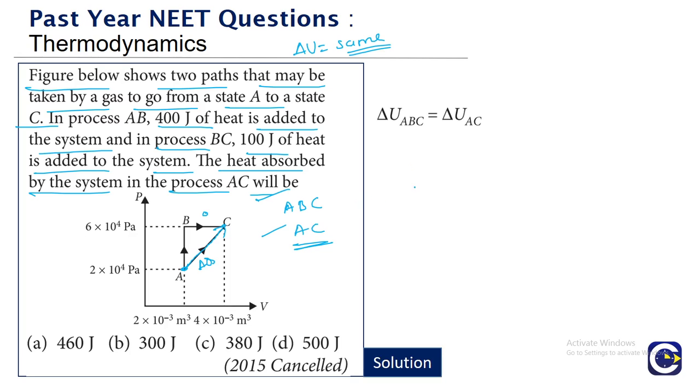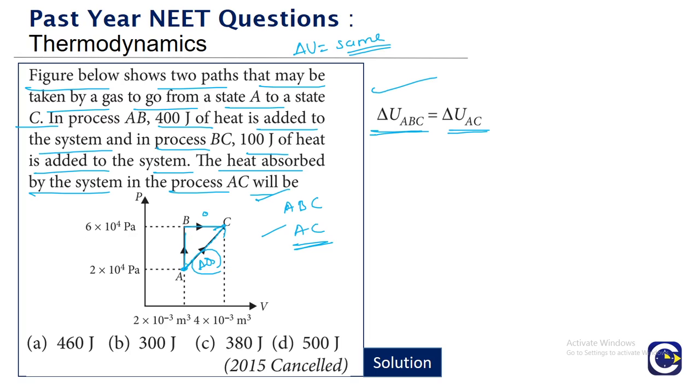So that is the relation between the paths ABC and AC. So what is the relation? The delta U change for the path ABC will be equal to delta U for the path AC, because they both have the same starting point and the same ending point. Now we will have to calculate the delta U for the path ABC and equate it to the delta U for the path AC. So we'll see how we are going to do it.